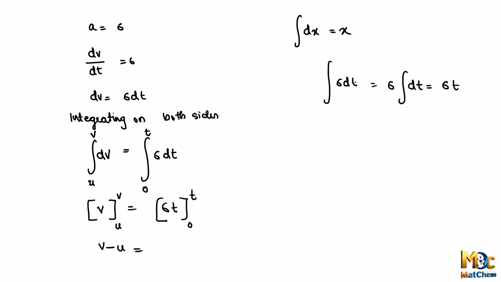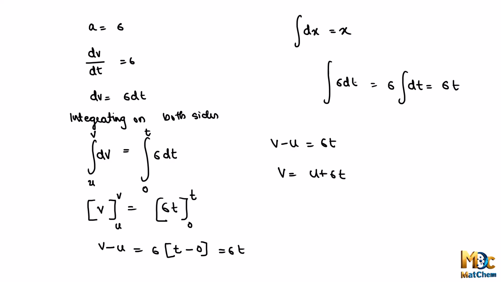v minus u equal to, when you see here, 6 into, here upper limit is t minus lower limit is 0. So that is equal to 6t. So what you got? We will be getting v minus u equal to 6t. That means v is equal to u plus 6t.